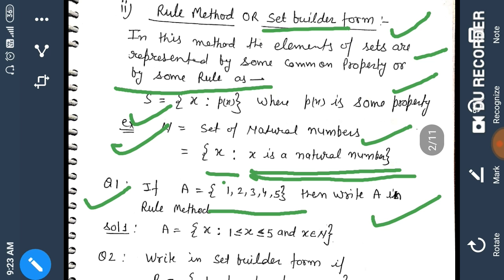natural number from 1 to 5. So we can write x less than or equal to 5, x greater than or equal to 1. Greater than or equal to 1 means 1 is included in the set. Similarly, x less than or equal to 5, 5 is included in the set. And what is x? x belongs to N. Okay, so this representation is in rule method.